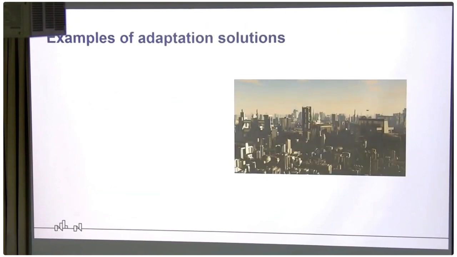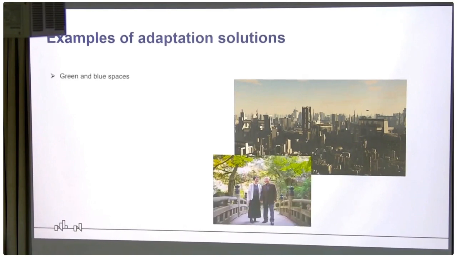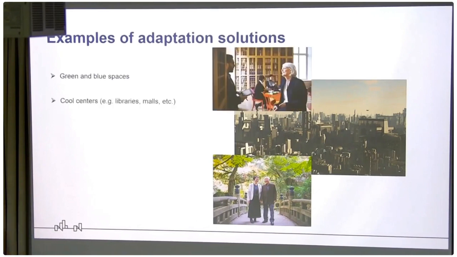And if you're a decision maker in a city, you have several options for adaptation solutions. There's many things that we can do to reduce the risk of heat. We can increase green and blue spaces, so parks and water fountains in the city.